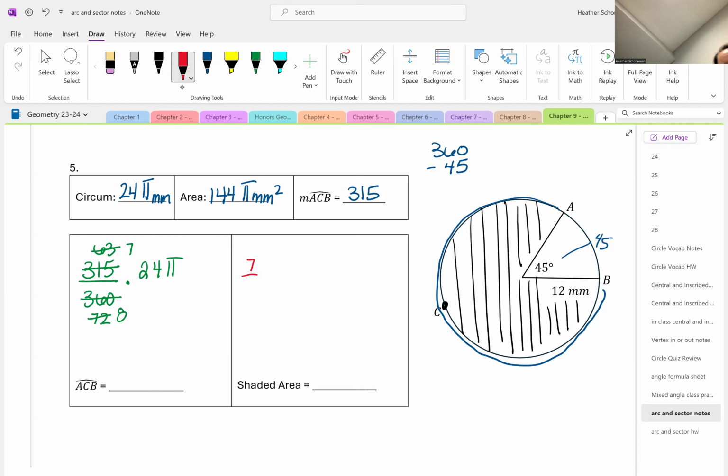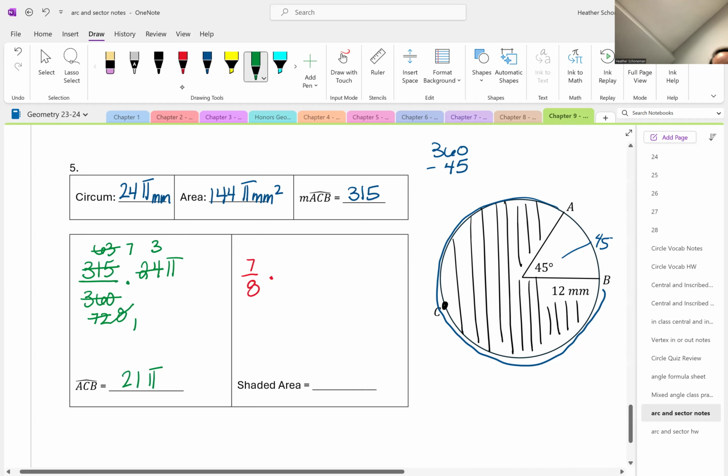So if you wanted to, you can copy that reduced fraction over here so it's ready for you. Now we can reduce on an angle. 24 and 8 are both divisible by 8. 8 divided by 8 is 1. 24 divided by 8 is 3. So I multiply across the top and I get 21 pi millimeters.